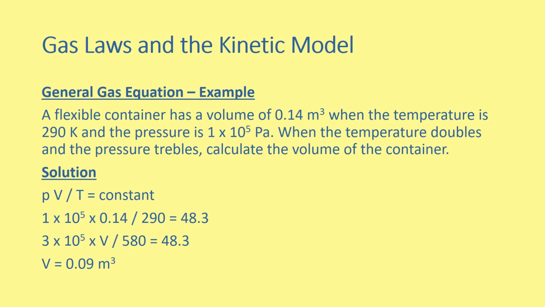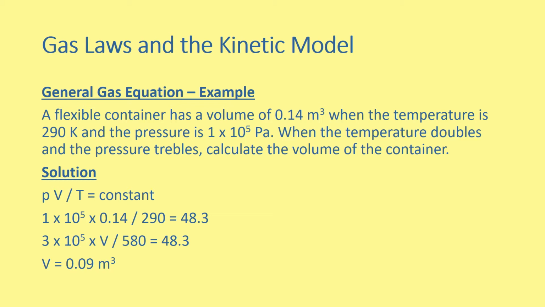Read through the question carefully before looking at the solution. You can calculate the constant because you have the initial data, pressure, volume and temperature. This is what's happening in the first two lines of the solution.